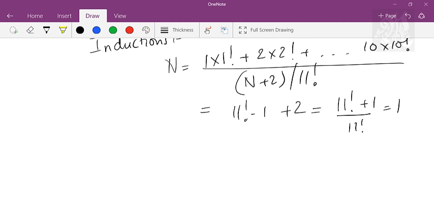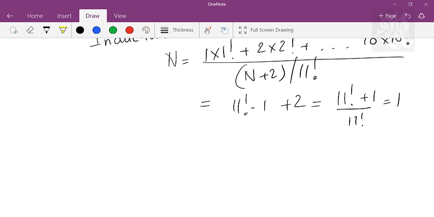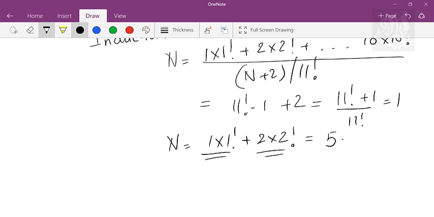Okay, so the point here is, if you don't know this, it's okay, don't worry about it. Just take the first two terms. For example, you can take n is 1: 1 into 1 fact plus 2 into 2 fact. This gives you 1 fact is 1, 2 fact is 4. This gives you 5. Okay, 5 plus 2, because they say n plus 2. Okay, n plus 2 is going to be 7.